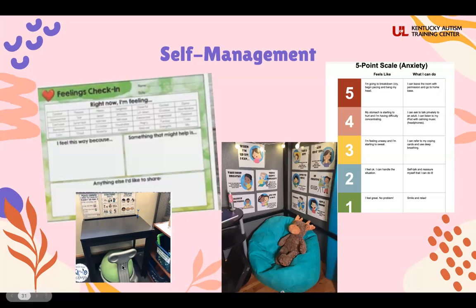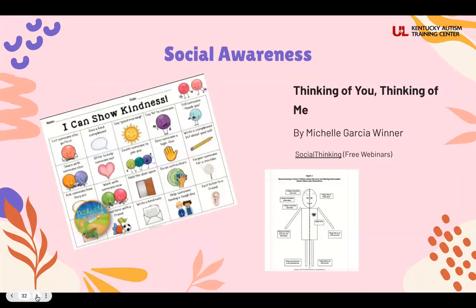So feelings check-in, here's some of those pictures that we saw earlier, really creating a safe space for self-management, with some cue cards on there to really help. There's another 5-point scale. Sorry, guys, I really love it. Social awareness. You heard me explain the Michelle Garcia Winner. And again, she's all about social awareness and self-awareness and multiple perspectives. So that's always a good place to go. But like I told you, on that website, there's a lot of pathways to success.